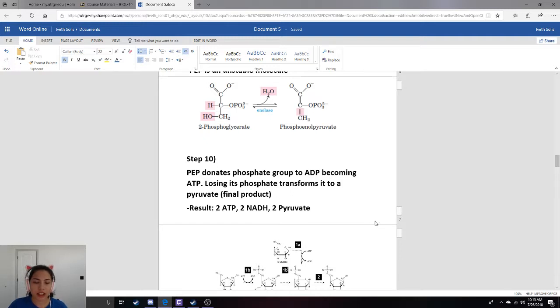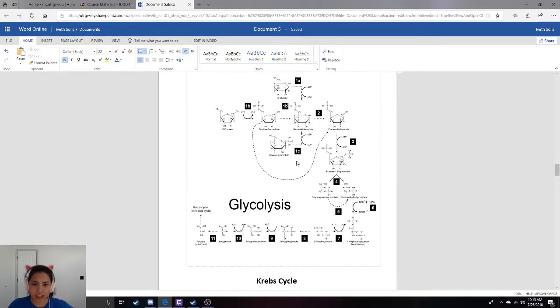The result is actually 4 ATP, but because there was 2 ATP given and we only got 2 ATP back, 2 NADH and 2 pyruvate. And this is the entire process.